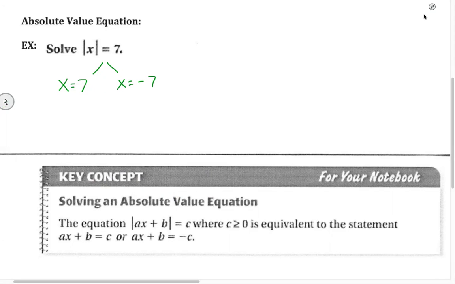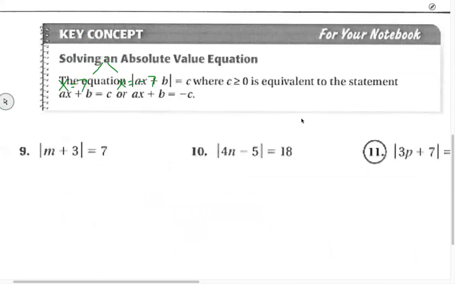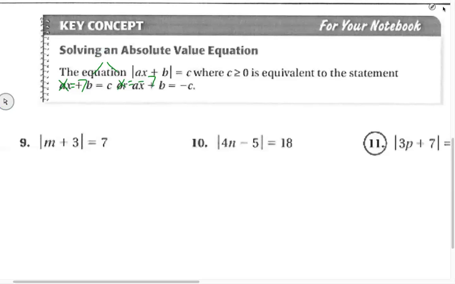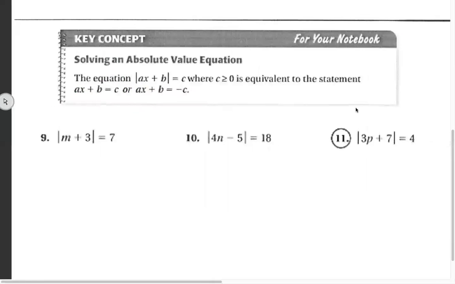So what you do is you have the absolute value of x equals 7. Notice the absolute value is by itself. We're going to break that apart. We're going to set what's in the absolute value bars equal to 7, and we're going to set it equal to -7. We're going to solve that. So that's what this little key concept says. Whenever we have the absolute value by itself, we're going to set it equal to a positive number and a negative number.